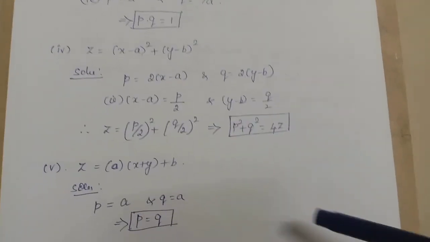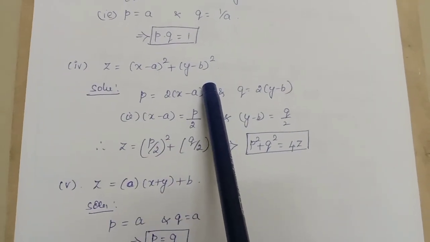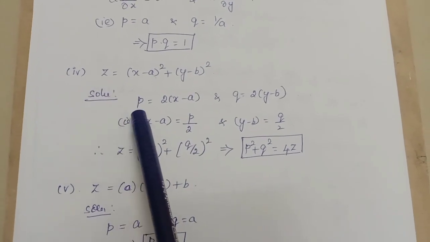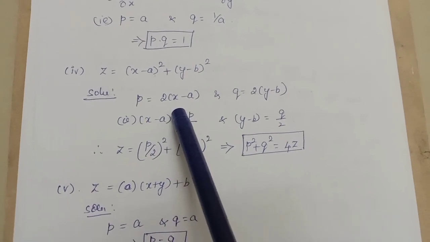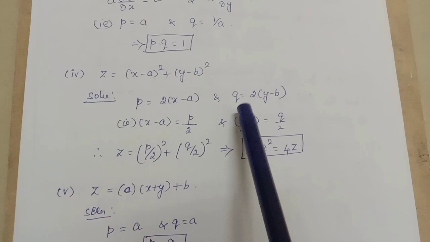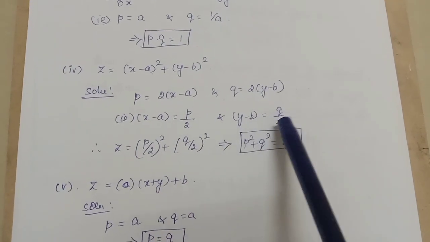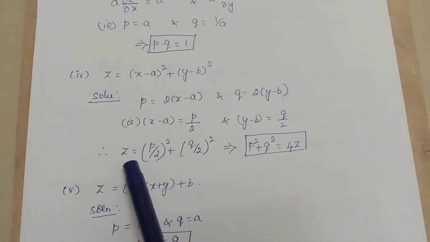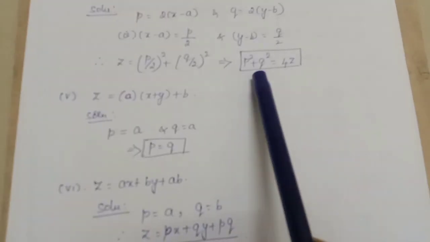Okay, then next one, z equal to x minus a the whole square plus y minus b the whole square. So now differentiate with respect to x. So dou z by dou x is my p. p equal to 2 into x minus a, and similarly differentiate with respect to y. So q equal to 2 into y minus b. So x minus a is p by 2 and y minus b is q by 2. Substitute these two values in the given expression. So what will you get? z equal to p by 2 the whole square plus q by 2 the whole square. Therefore p square plus q square is equal to 4z.